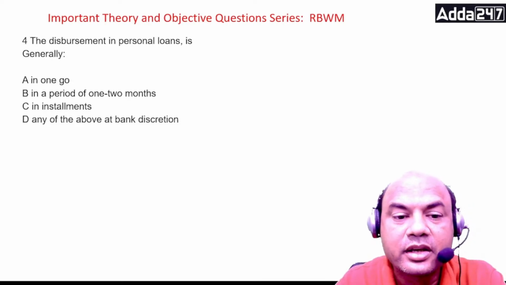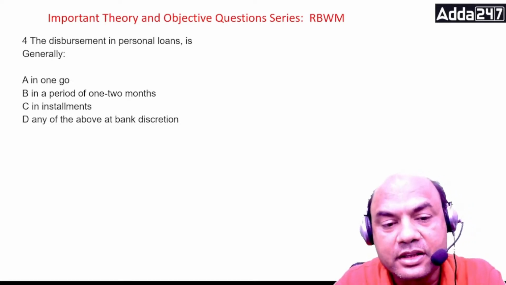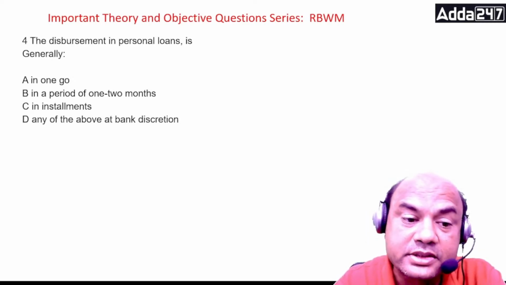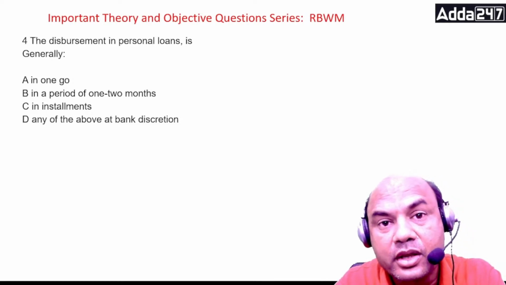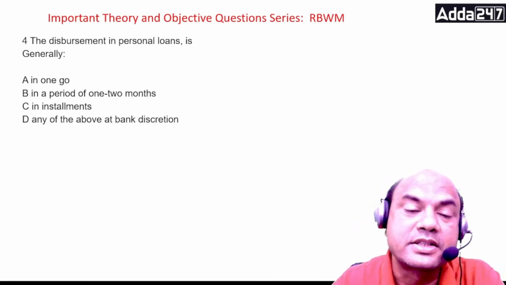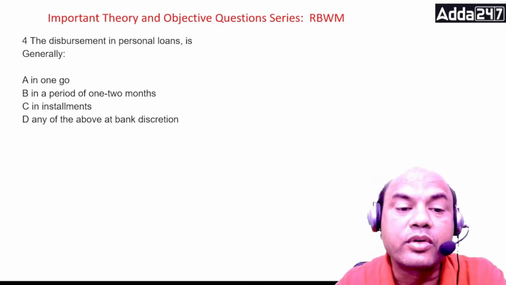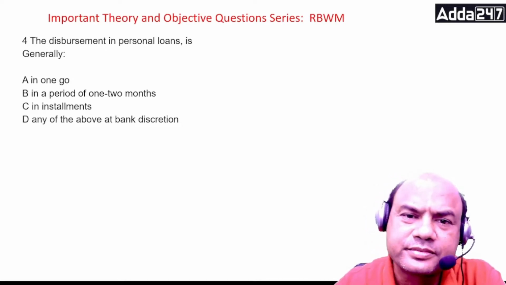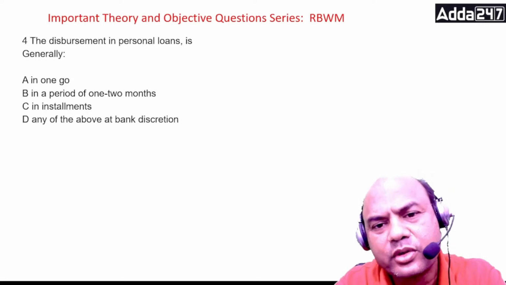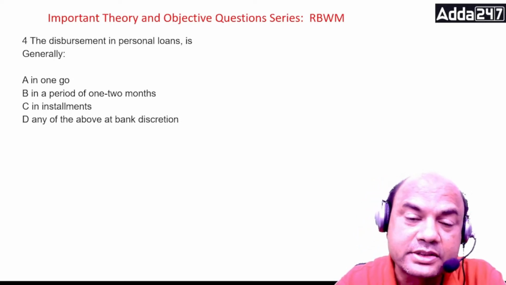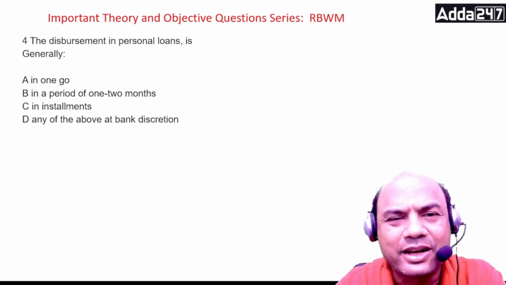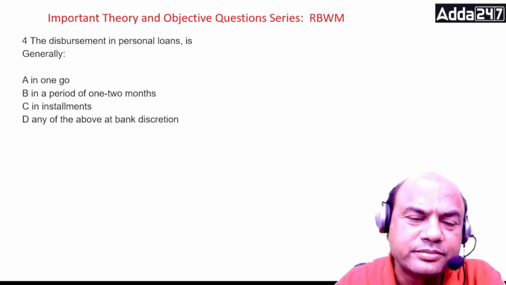Move on. The disbursement of personal loans is generally, how do you disburse the PL? In one go, in a period of 1 or 2 months, in installments, in any of the above, as per the bank's discretion. So how does the PL generally get disbursed? How many of you have worked in PL or even loans? You might be knowing this. Those who have worked in it, they might be knowing this. Type in the comment section yes if you have worked. Everyone, type in the comment section if you have worked in this. Type Y. Just type Y. Don't even yes. Okay.